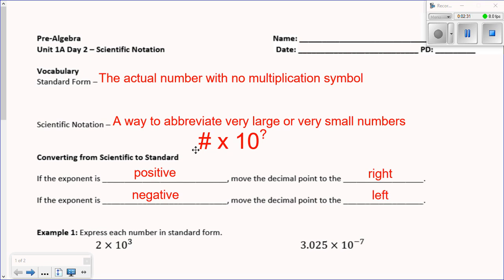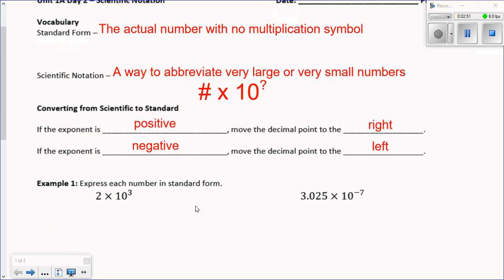And it's really important that you notice what happens when you move it to the right and to the left. If the exponent was positive and we move it to the right, it actually makes our number bigger. But if the exponent was negative and we move the decimal point to the left, it would make our number smaller.